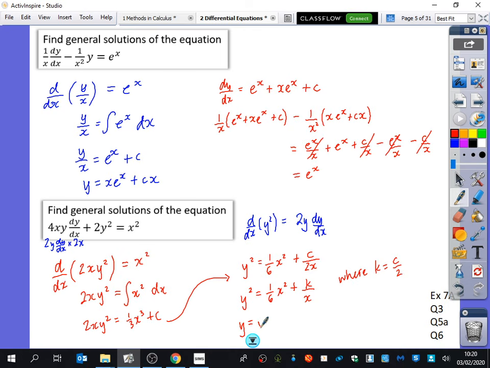So we get y equals, and I don't know if this is any better, but I quite like it with y squared as the subject. So you've got 3 questions to do in exercise 7A. Let's go.